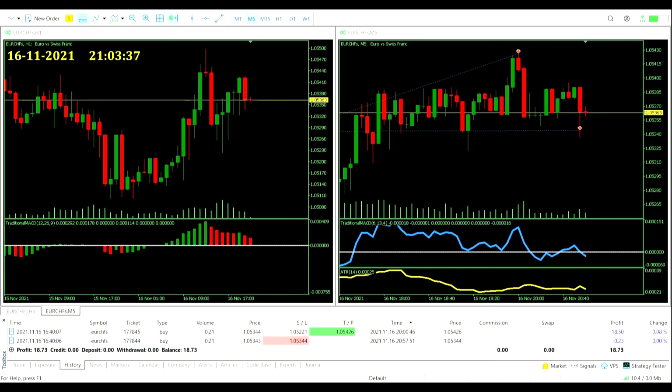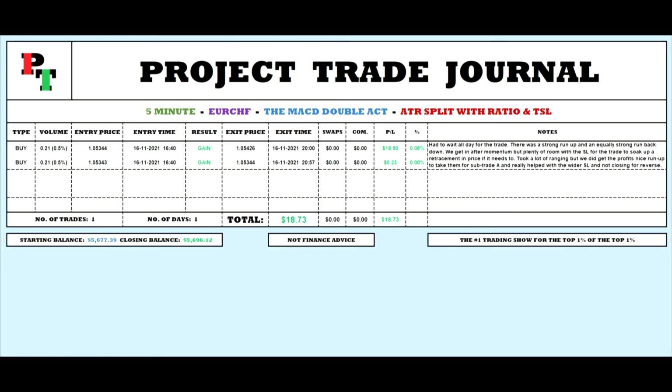Just before we go though, let's check out that trade in the journal. There it is, and as we know, 1 winning trade, 0 losing trades. If we managed to get in that one right before we came on the charts, that likely would have been a winner as well. So things looking up for the MACD double act. $18.73 was the number. That takes us from $5,677.39 to $5,696.12.